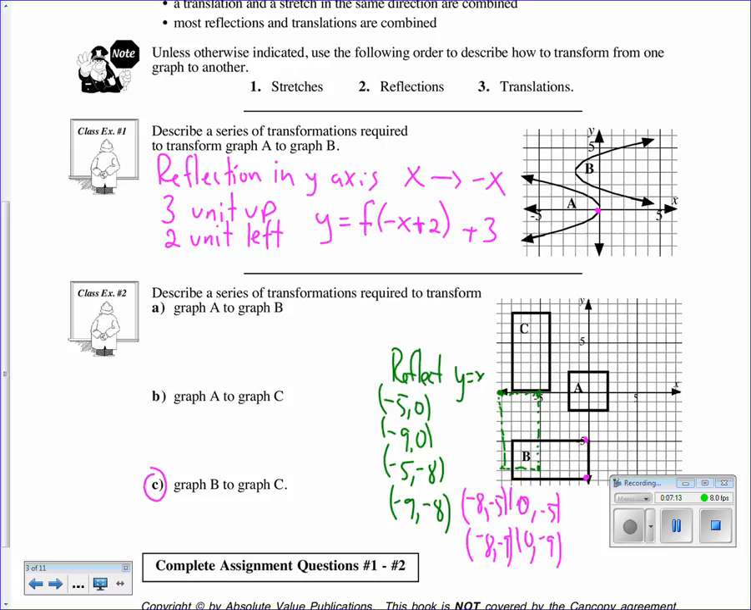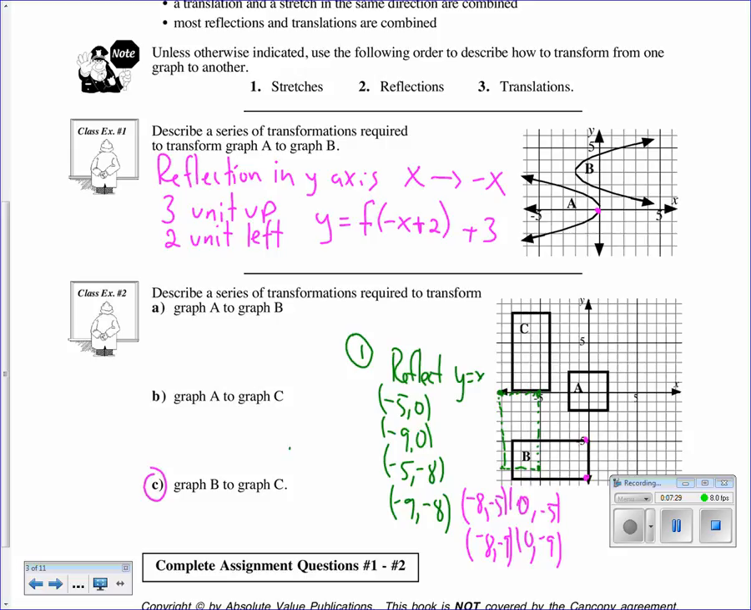I was recording as I was drawing. There's my graph. And now I have to slide it up. I have to slide it up 8 units. So my first thing that I did was reflect in the line y equals x. Now I'm going to slide it up 8 units.